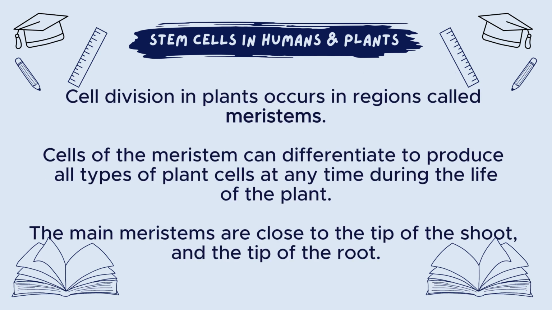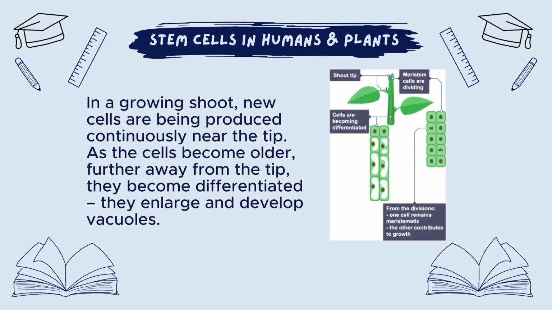Cell division in plants occurs in regions called meristems. Cells of the meristem can differentiate to produce all types of plant cells at any time during the life of the plant. The main meristems are close to the tip of the shoot and the tip of the root. In a growing shoot, new cells are being produced continuously near the tip. As the cells become older, further away from the tip, they become differentiated. They enlarge and develop vacuoles.